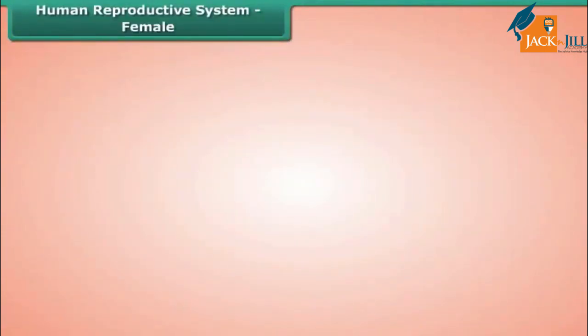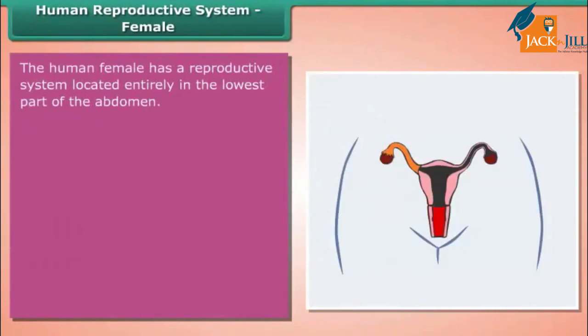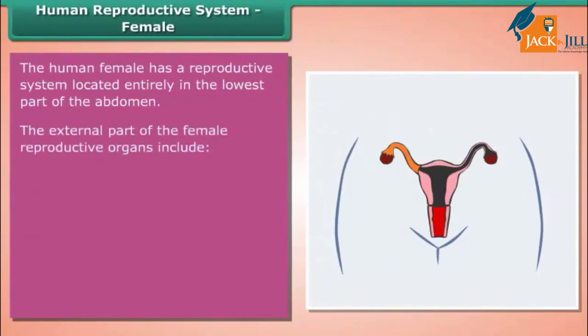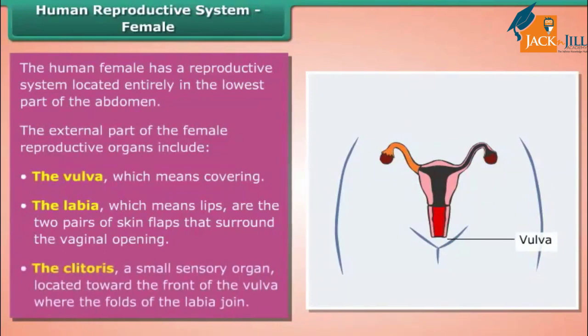Human reproductive system. Female. The human female has a reproductive system located entirely in the lowest part of the abdomen. The external parts of the female reproductive organs include the vulva, which means covering, and the labia, which means lips, the two pairs of skin flaps that surround the vaginal opening. The clitoris, a small sensory organ located toward the front of the vulva where the folds of the labia join.